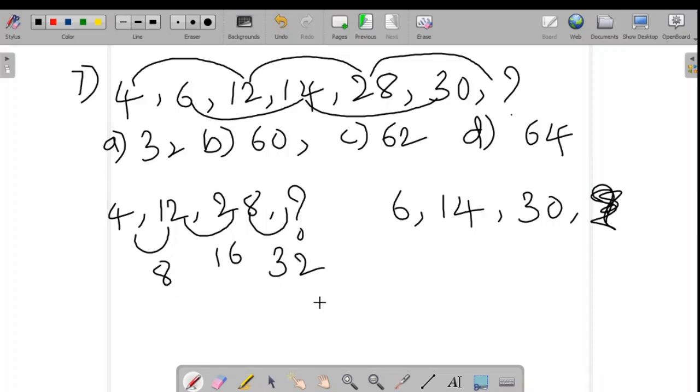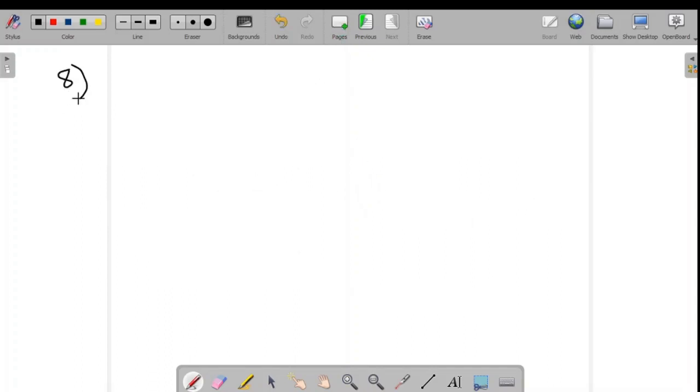8, 16, 32. So 28 plus 32 will be 60. 60 is the correct answer for this question. So option number B is the correct answer. Next question, we will move on to question number 8.